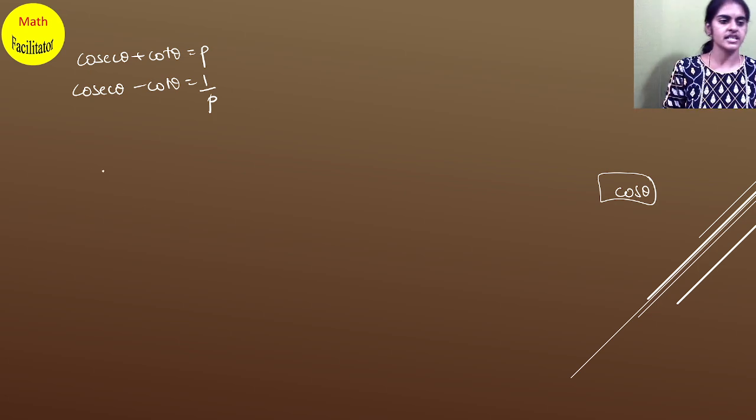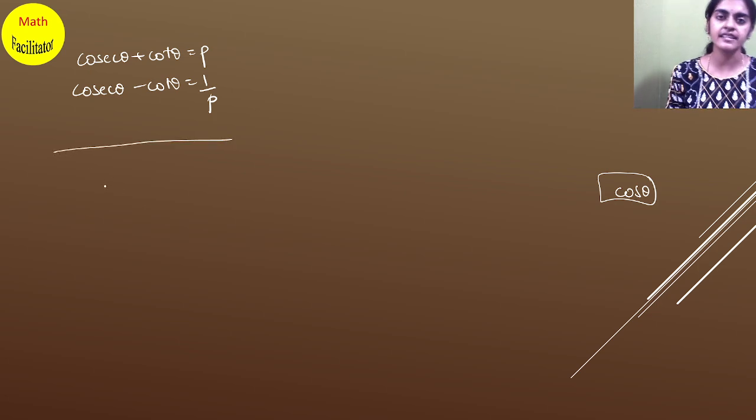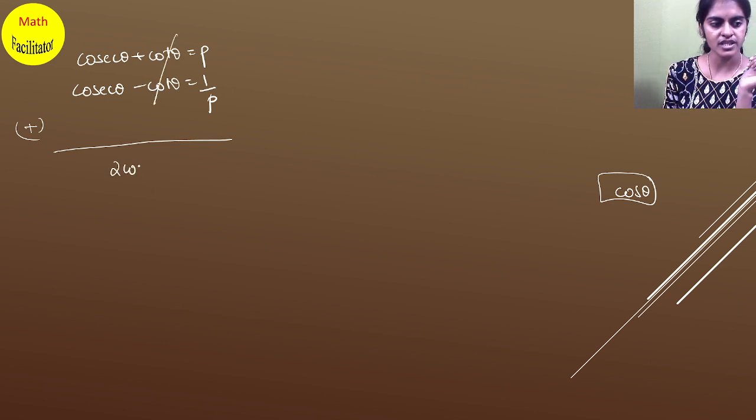So to find cos theta, let me just add these two. See, cos directly you will not get. You have cosecant here, cot. So directly you will not get cos. You should find any one value. So I'll just add both the equations so that I'll get the cosecant value. Plus cot minus cot gets cancelled. So you will have cosecant plus cosecant is 2 cosecant theta equal to P plus 1 by P. So it is P square plus 1 by P. This is 2 cosecant theta.